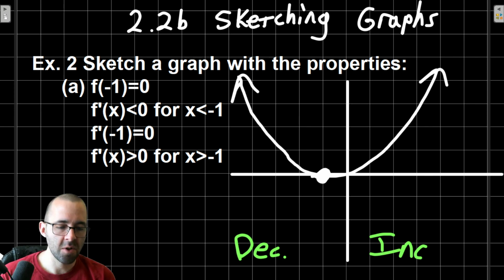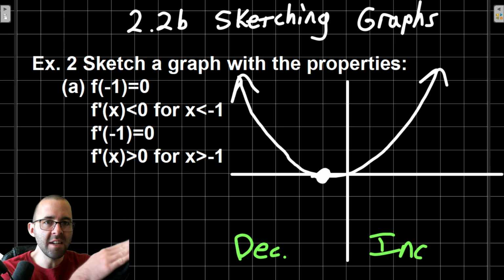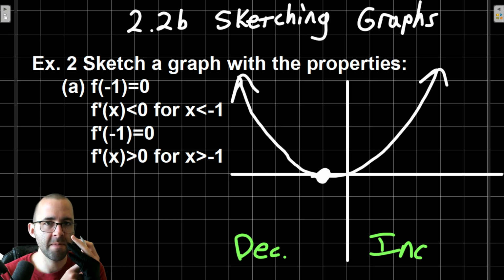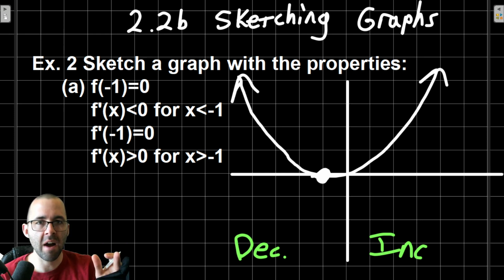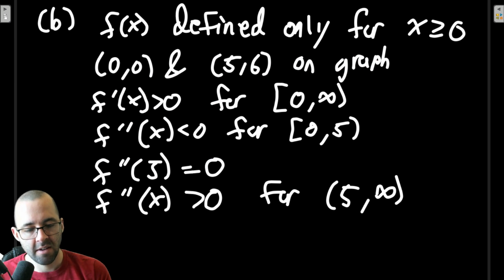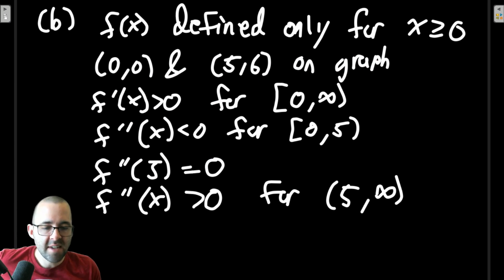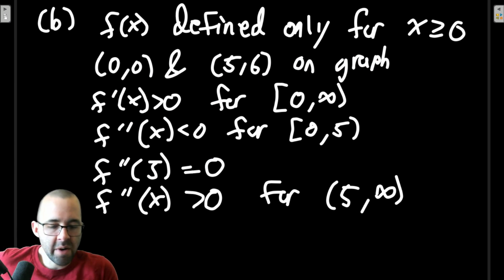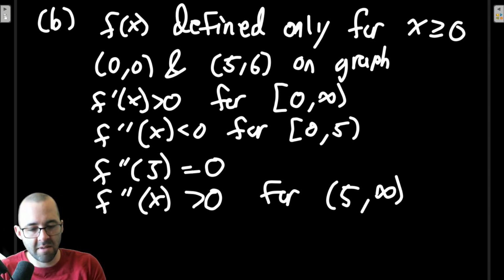Sure. So add each information one at a time. Draw your graph. Then go back into the information and verify that you have indeed done it correctly. And that's the first one. So the second one has a lot more things, a lot more going on, and we're going to start talking about the second derivative in part B here.